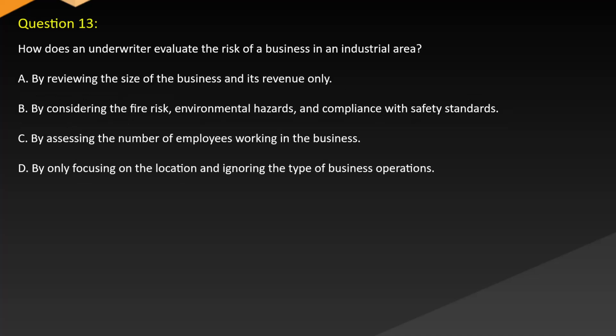Question 13. How does an underwriter evaluate the risk of a business in an industrial area? A. By reviewing the size of the business and its revenue only. B. By considering the fire risk, environmental hazards, and compliance with safety standards. C. By assessing the number of employees working in the business. D. By only focusing on the location and ignoring the type of business operations.